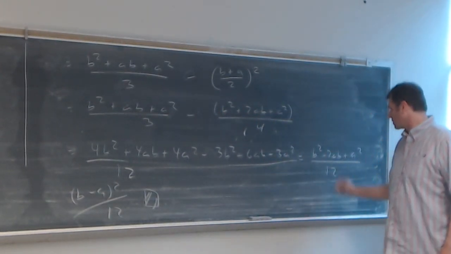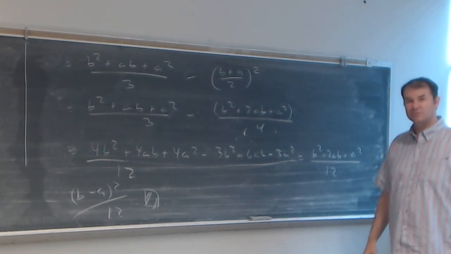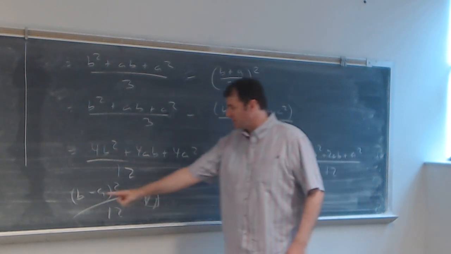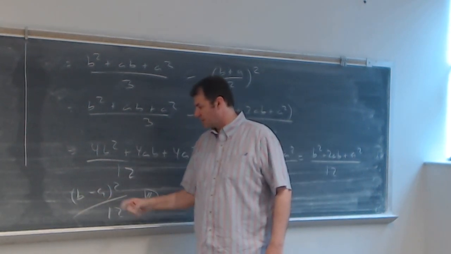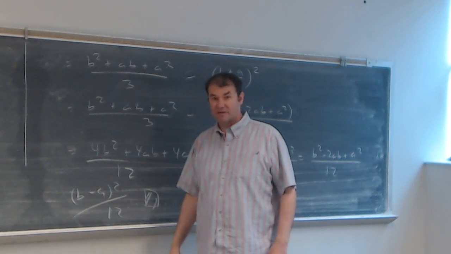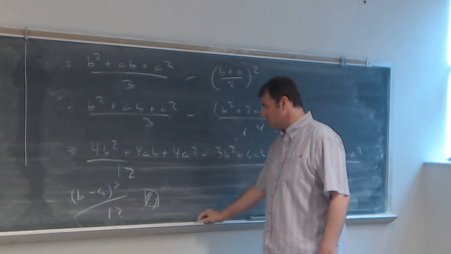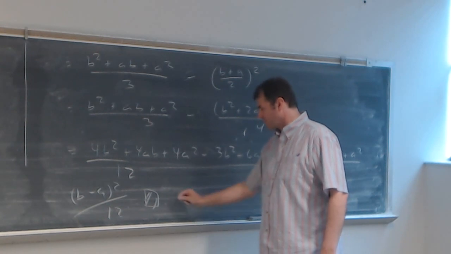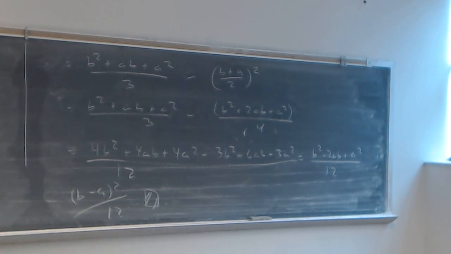Before I conclude, let me just remind you that for the variance of the bus stop problem, we got the answer 75. This would be 30 minus 0, that's 30, squared is 900. 900 divided by 12 is 75. So that's a good sign that it worked out, because the bus stop problem is a uniformly distributed random variable.